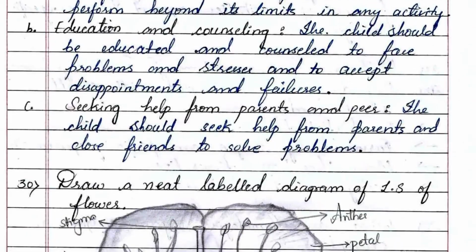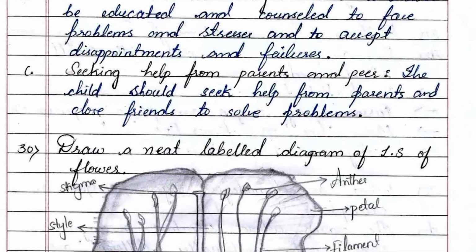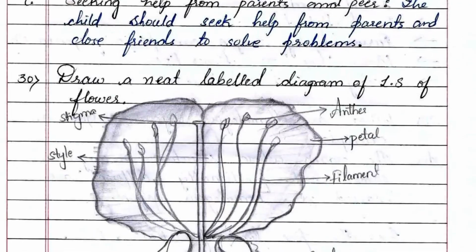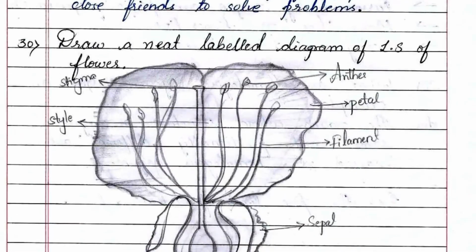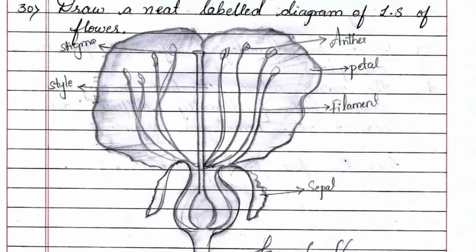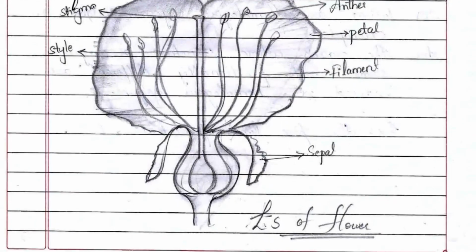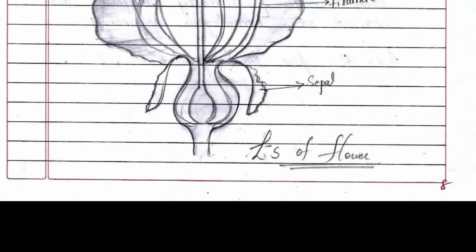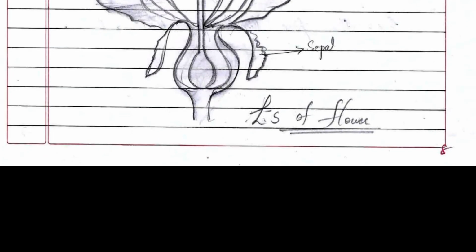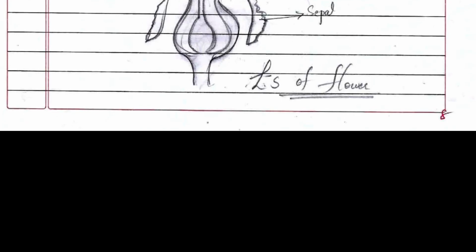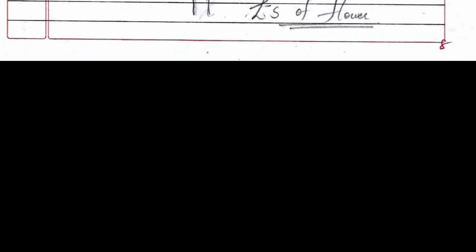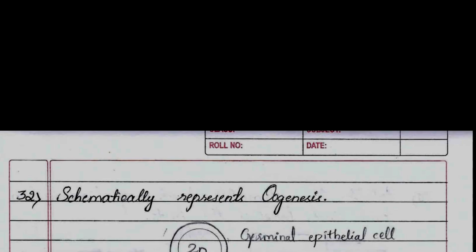30th question is draw a neat labeled diagram of LS of flower. Here is the schematic representation of a LS of flower. Next question schematically represents oogenesis. Here is a representation of oogenesis.